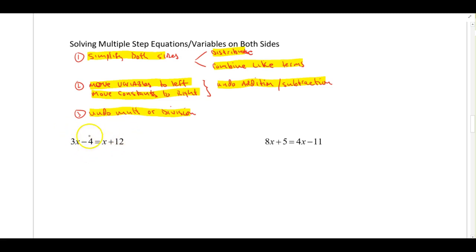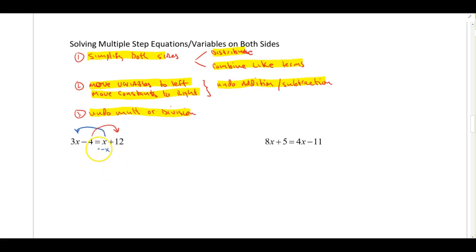Look at this first example here. There's no distributing on the left side or right side, and there's no combining like terms on the left side or the right side. So now my goal is to move any variable on the right side over to the left side, then move any constant on the left side over to the right side.